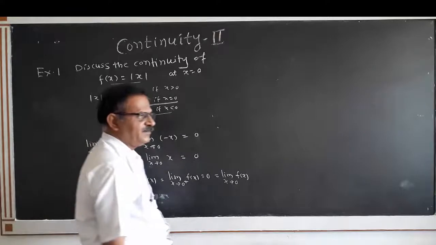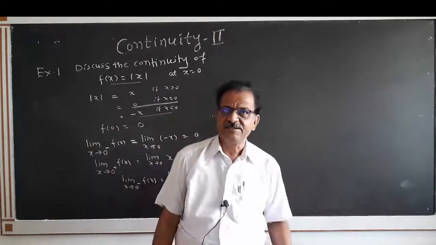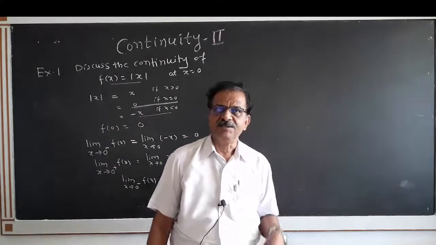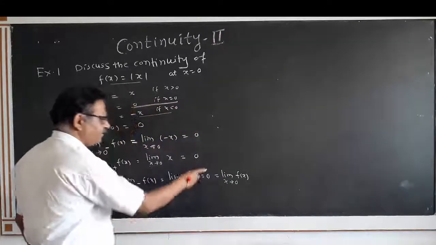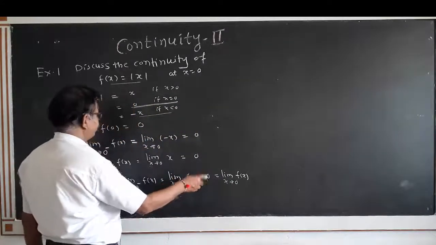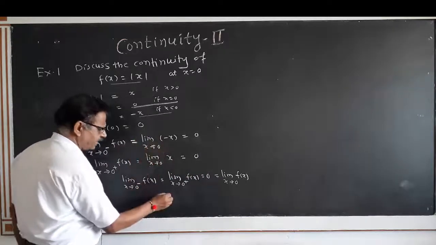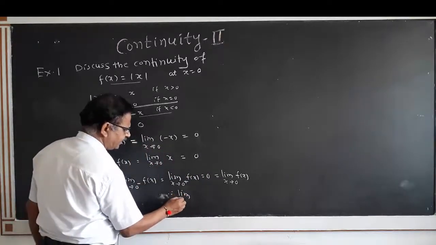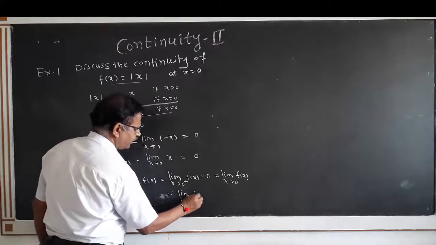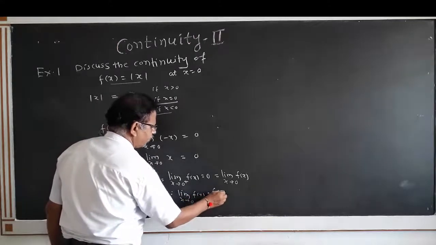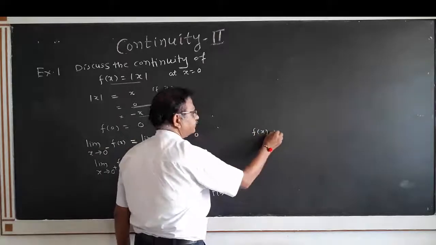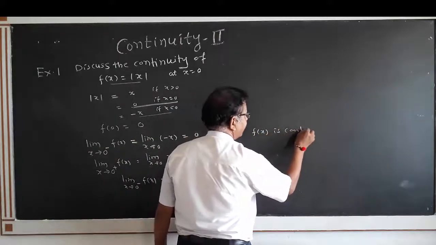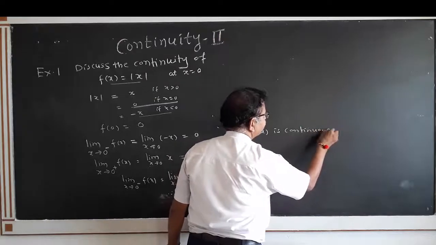If left hand limit is equal to right hand limit, then we can say that that value is the value of general limit. Now here limit x tends to 0 of fx equal to 0 and f of 0 equal to 0, therefore limit x tends to 0 of fx equal to f of 0, and hence fx is continuous at x equal to 0.